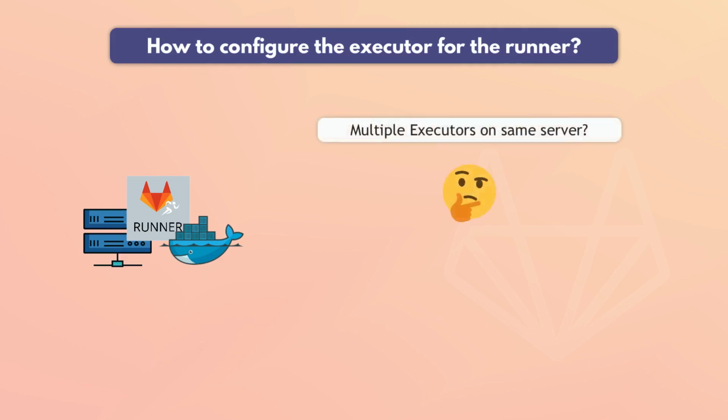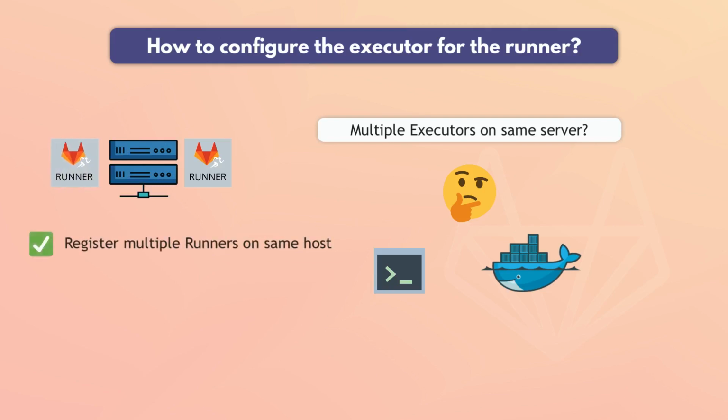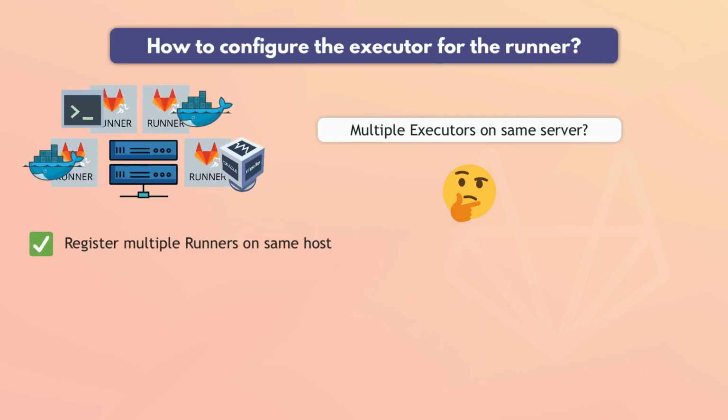Now, what if you need multiple executors on the same host or the same server? Like you have an EC2 instance as your GitLab runner, and you want to execute jobs in shell executor, but also Docker executor, because you have several jobs and some of them are best executed in a shell executor and some of them are best executed inside Docker containers. So how can you use the same server, physical or virtual host, to do that? Well, for that, you can actually register multiple runners on the same host. So you can have one machine with 10 runners registered on it, each one with its own executor.